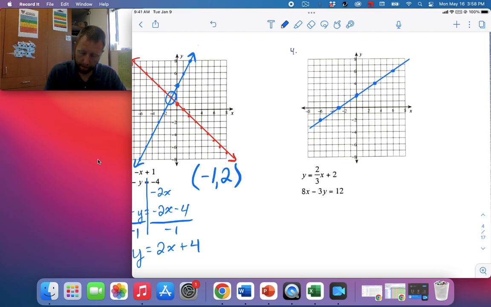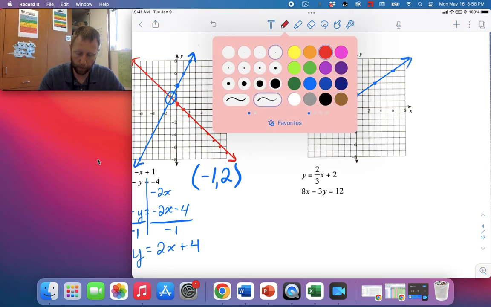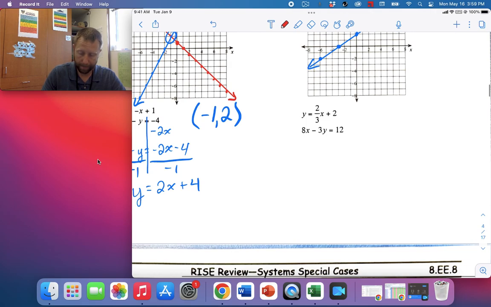Draw a nice straight line, connecting your points. Okay? So the second equation I've got to solve for y. You know it. Get rid of the x term first. So I'm going to subtract 8x from both sides.